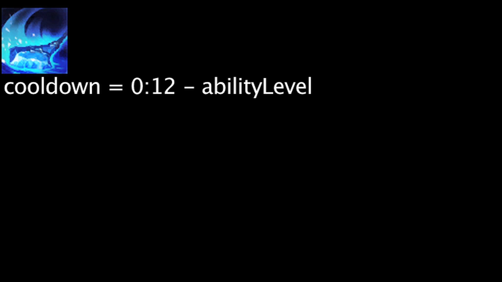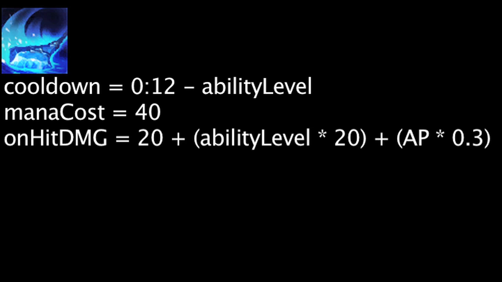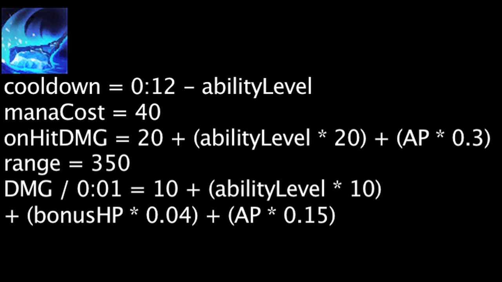Flail of the Northern Winds has a cooldown equal to 12 minus the ability's current level. It will also cost 40 mana. When cast, Sejuani's next auto attack will deal bonus magic damage equal to 20 plus the ability's current level times 20 plus Sejuani's ability power times 0.3. She will then deal magic damage each second to any targets within 350 units equal to 10 plus the ability's current level times 10 plus Sejuani's bonus health times 0.04 plus Sejuani's ability power times 0.15. This effect will last 4 seconds.